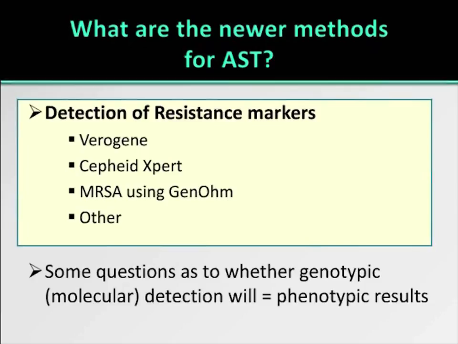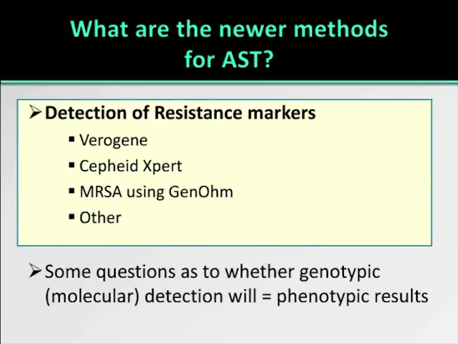Now, there are some questions with the use of detection of resistance markers, whether it be with a sequencing or some other method, as to whether the genotypic or molecular detection will be equivalent to or be the same as our more traditional, conventional, slower phenotypic methods. And that's still a question which needs to be answered. The fact that an organism has these markers, the fact that it has potential to develop resistance, doesn't necessarily mean it will. Doesn't mean it will express it.